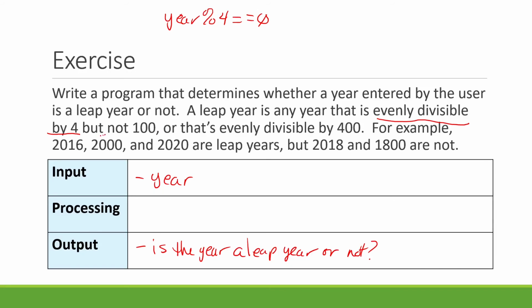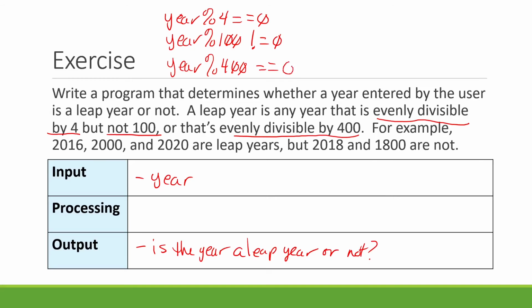The next one is not 100. In other words, evenly divisible or not evenly divisible by 100. So again, year modulus 100, if it's not evenly divisible, so not equal to 0. And then the other one is if it's evenly divisible by 400. So year modulus 400 equals 0.